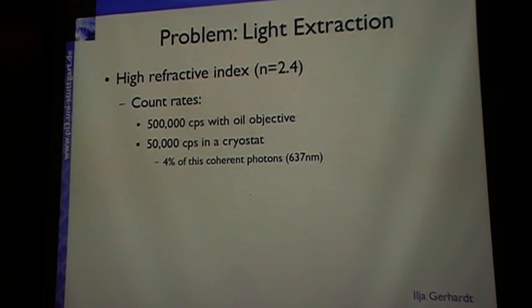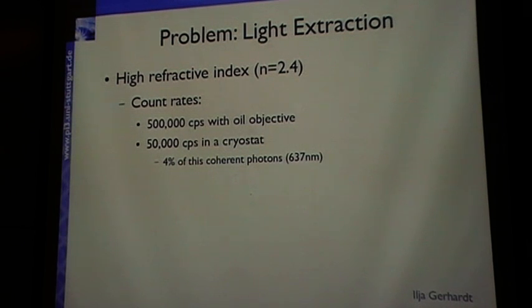So if you want to think about experiments like, for example, Hong-Ou-Mandel interference, where you need the indistinguishability of two photons meeting on a beam splitter, you realize that you're limited basically to a few thousand photons per second. And that's pretty tough. So the question is how to get the light out.